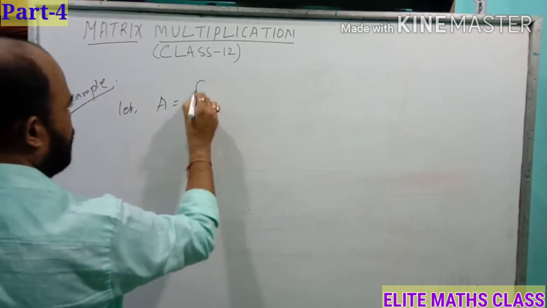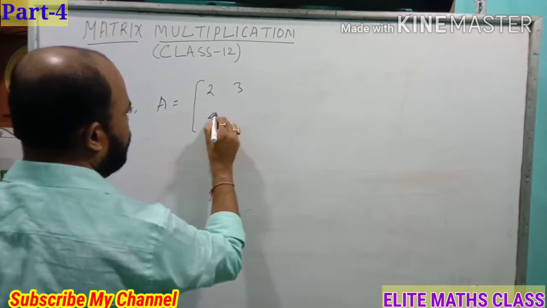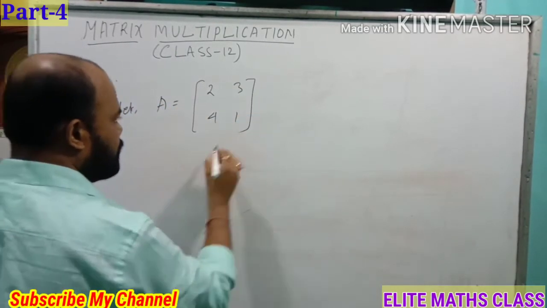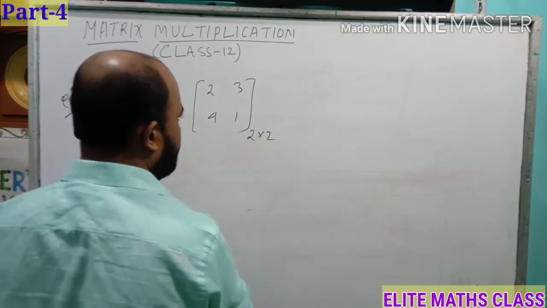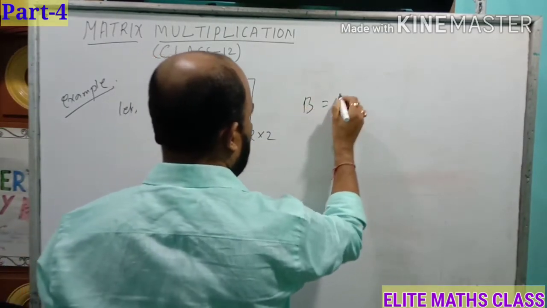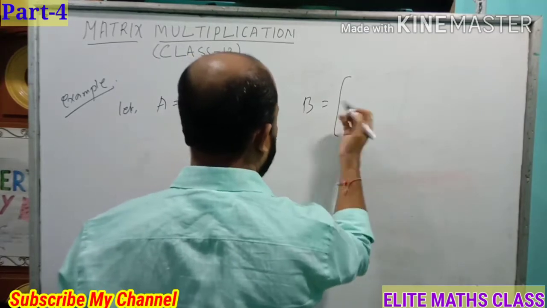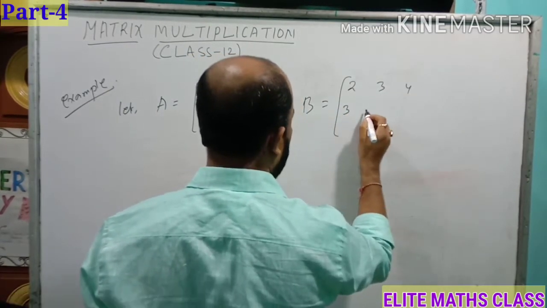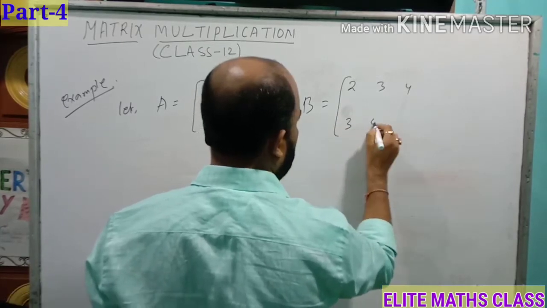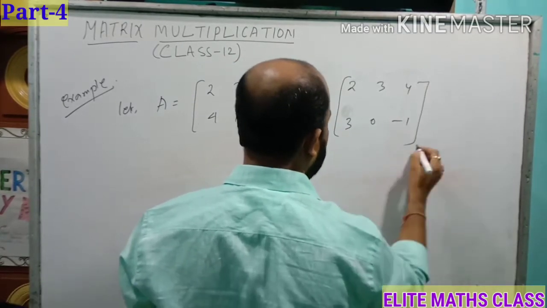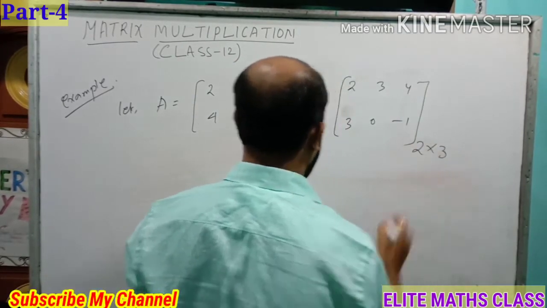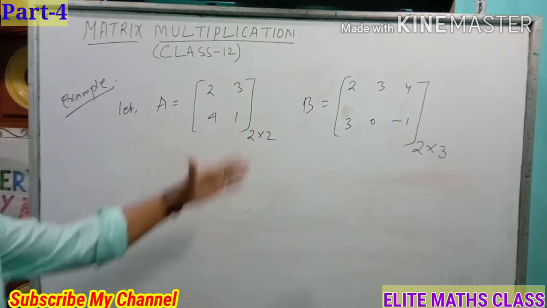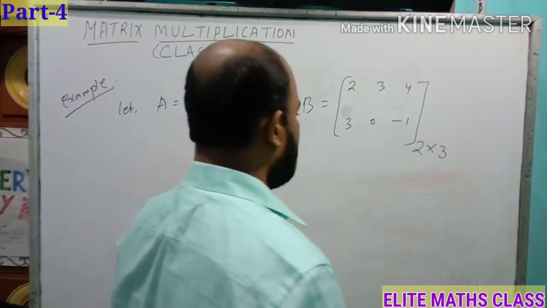Let A equal to 2 3 4 1. What is the order of this matrix? It is 2 by 2. B is another matrix, say 2 3 4 3 0 minus 1. So what is the order? It is 2 by 3. Now the question is, can we find AB or BA?